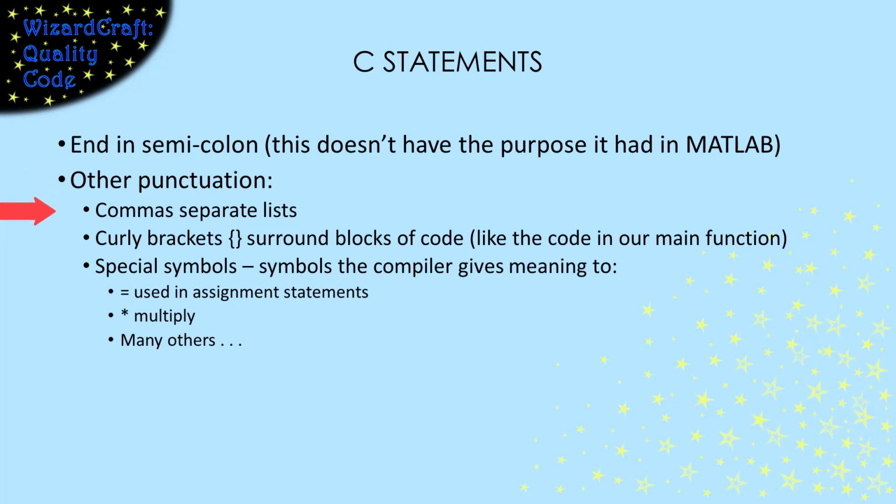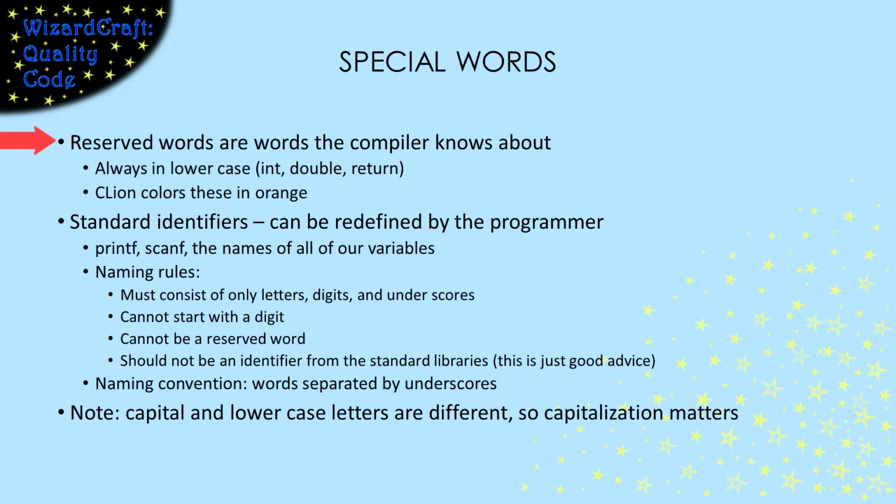C also uses other punctuation symbols. Commas are used to separate lists, curly brackets surround blocks of code, and C also gives special meaning to some special symbols. In this video, we'll see the equal sign and the asterisk as the multiply operator, but there are a lot more of these. C has some words that the compiler knows about. These are called reserved words, and they're always in lowercase. Your development environment will probably color them specially. In CLion, they're orange.